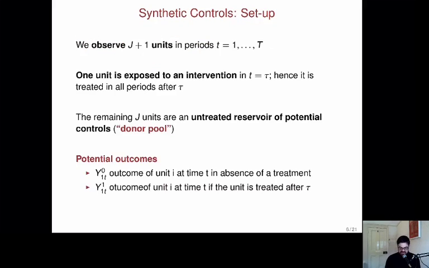So how is this done in practice, or what's behind this? We have to start with a bit of notation and a bit of lingo. What we observe is J+1 units. So in the case of Spain, the Basque Country would be the 1 unit, and then all the other Spanish regions would be the J units, and we observe each of these units in multiple periods.